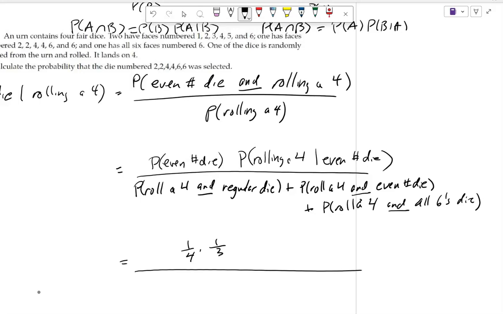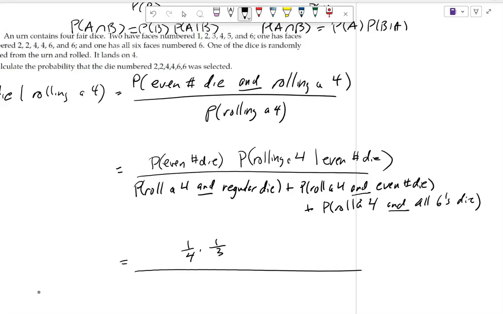Okay? Notice now, these can all be written in terms of conditionals just like we did on the top, right? We can do the probability of drawing a regular die and then rolling a 4 given a regular die. Drawing an even die, rolling a 4 given even die. Drawing a 6's die and rolling a 4 given the 6's die, right? Just like we did on the top. It's literally the exact same process we did on the top. We're just doing it across the whole set rather than just the one piece.